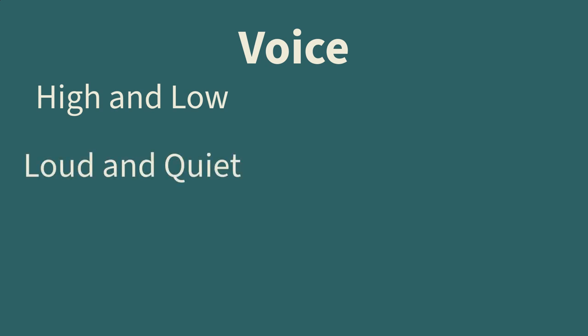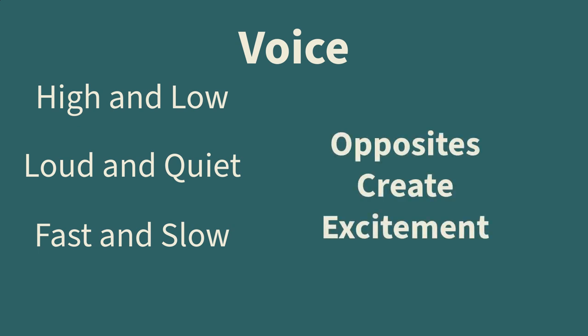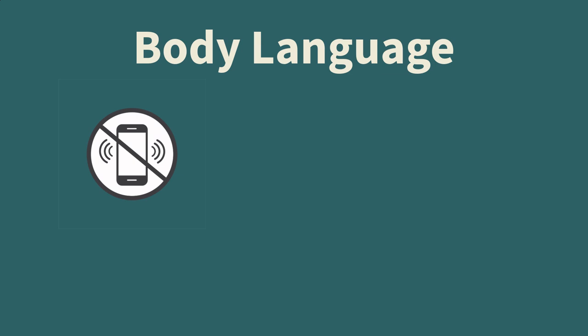You can use your voice to talk really high and really low, be really loud and be really quiet. Using opposites and extremes can be a fun way to build excitement during play, especially when paired with body language. Some of the things that you can use with your body language to build excitement and connection during play. First, leave your phone in your pocket or even in the other room if you can.